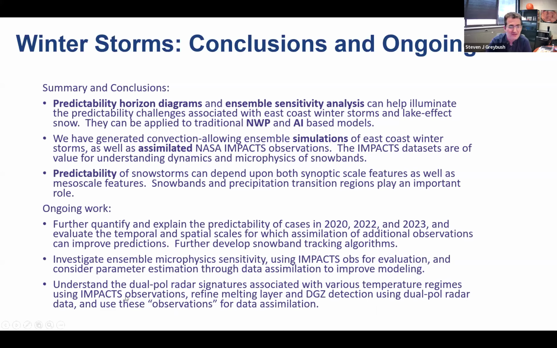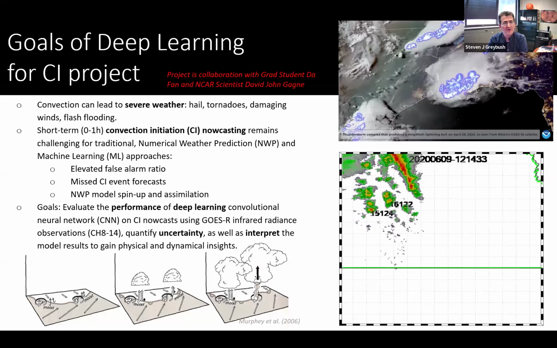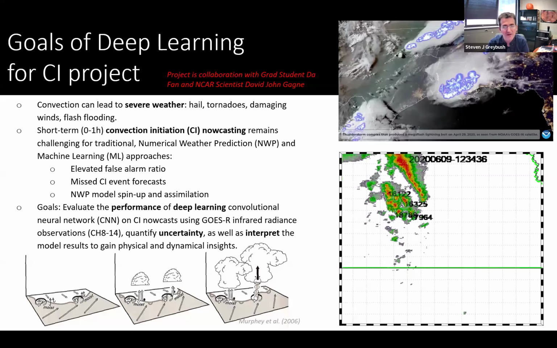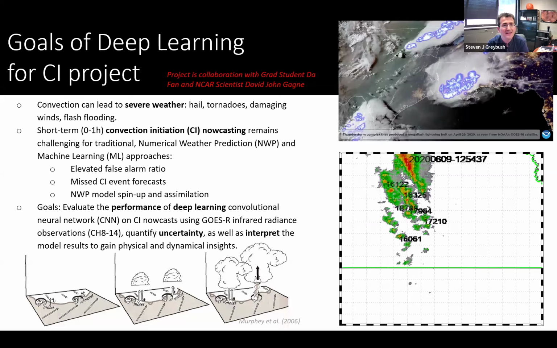We're also continuing with Song's work with the dual pole radar signatures for various temperature regimes. And hopefully someday we'll be able to potentially assimilate those signatures. So for the last part of the talk, we're going to move to a different application area, but use some of the similar kind of techniques.